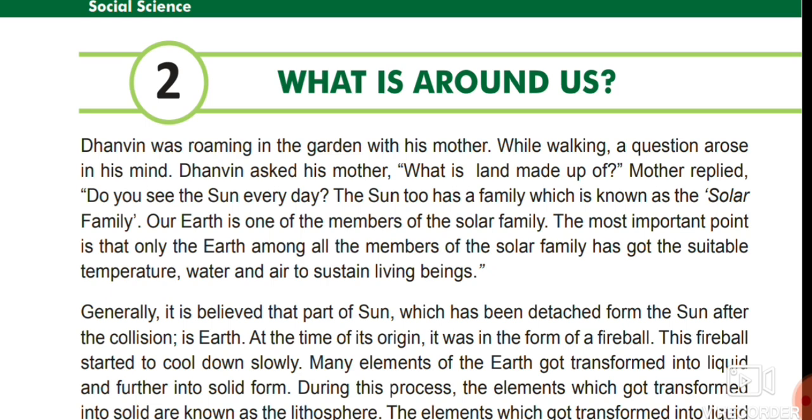Now, this is a conversation between a son and his mother. The son was confused and he asked, what did he ask? What is this land made up of, right? So the mother replied, do you see the sun every day? You guys also must be seeing the sun, right? So the mother said the sun has its own solar family, out of which Earth is one of the members. And the most adorable thing about Earth is that it is the only planet that sustains life.